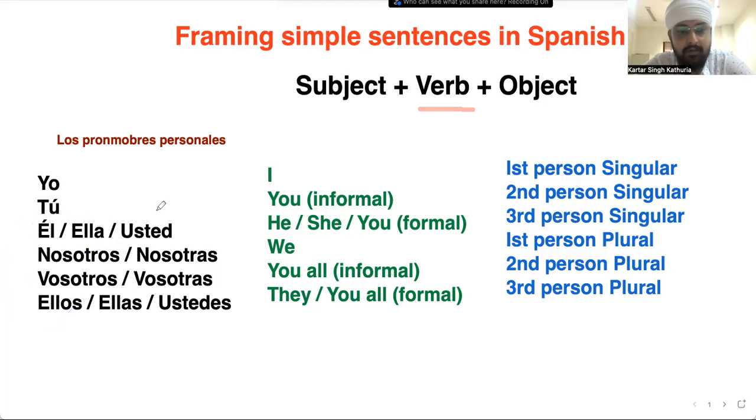It's a third person. However, usted is a second person singular, but we have written it here. Usted is second person singular and this is plural. You in a respectful way and you all. Right? So this set is singular and this set is plural. First person, second person, and third person singular, third person plural. I hope that is clear to you. You can stop the video and reflect on whether you have understood or not.